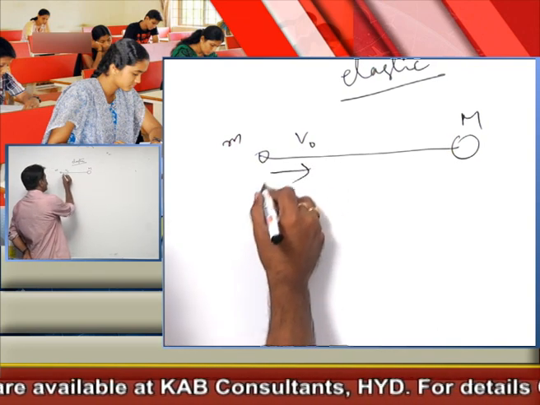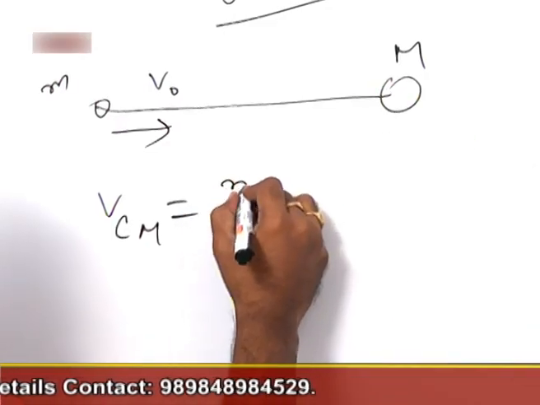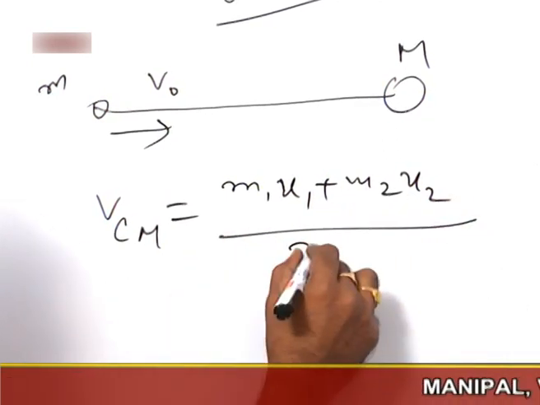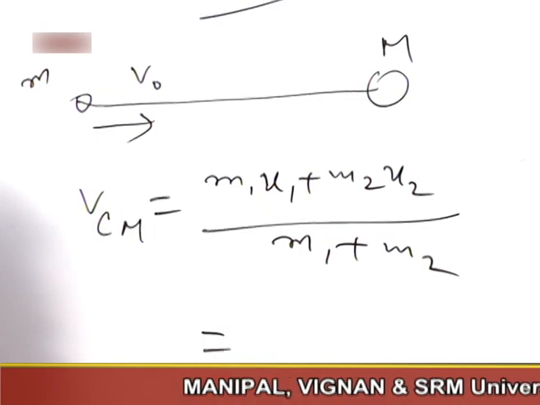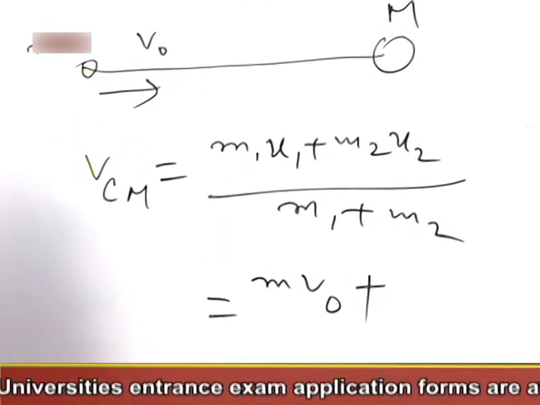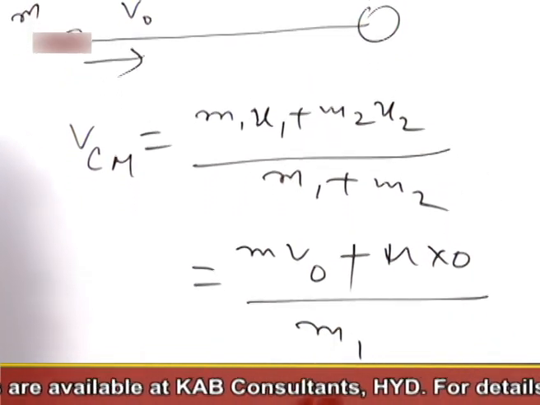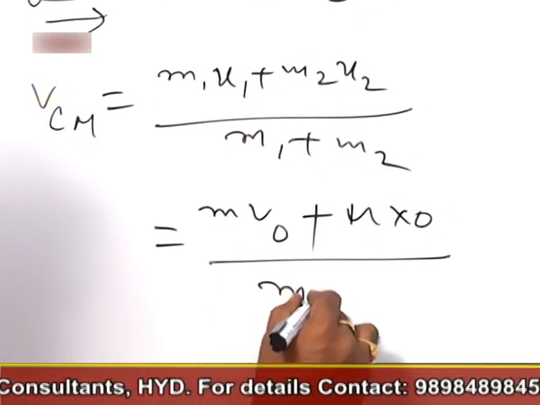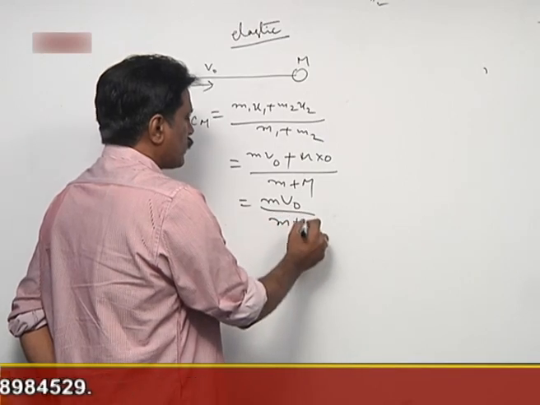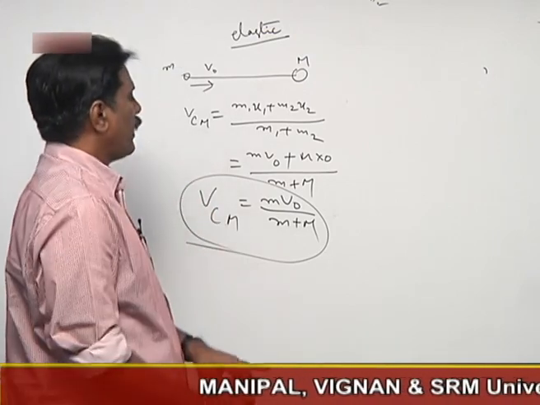Then velocity of center of mass is equal to m1 u1 plus m2 u2 by m1 plus m2. That is equal to, m1 is m, u1 is v naught, so m v naught plus m2 is m, its velocity is 0, by m plus m. It is equal to m v naught by m plus m. So velocity of center of mass is equal to m v naught by m plus m.